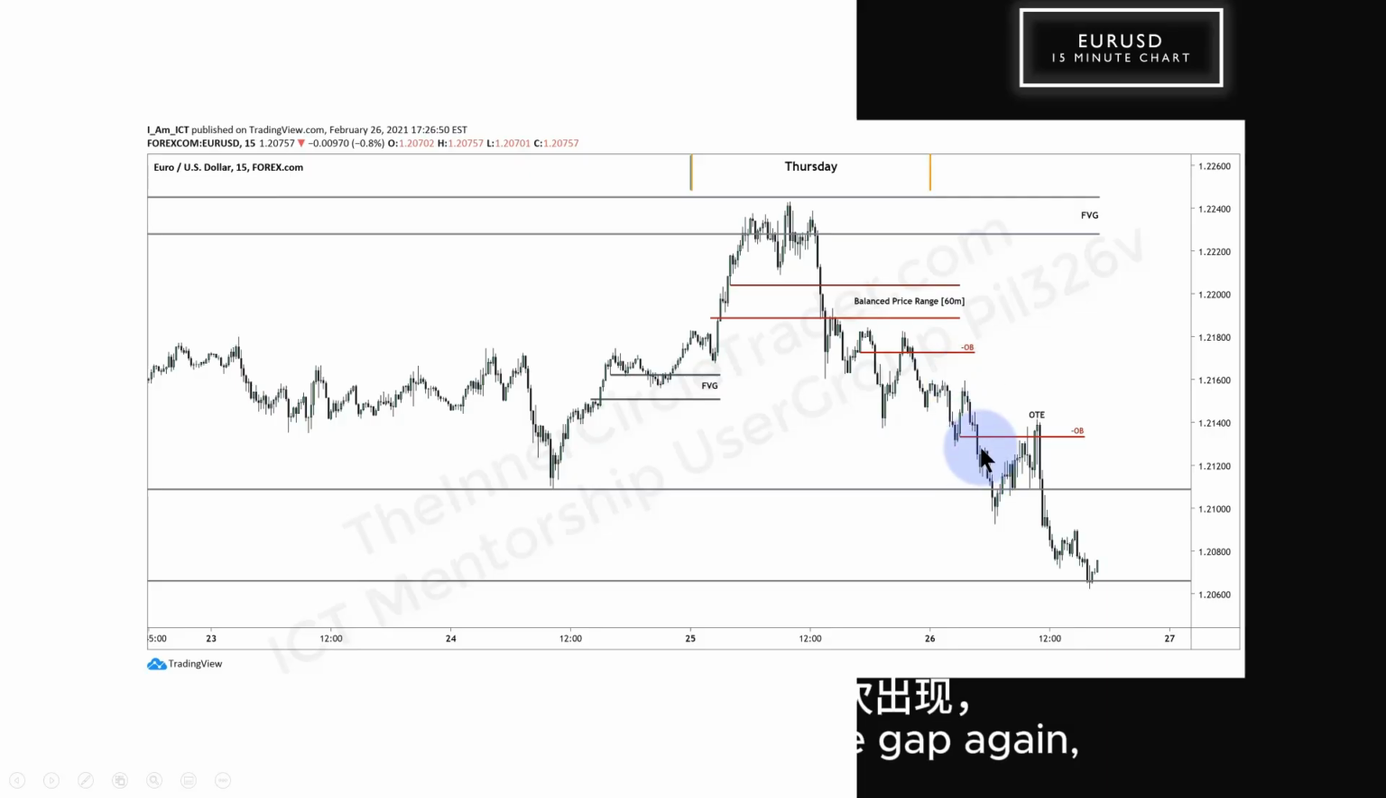Price breaks down, fair value gap again, bullish order block, optimal trade entry, and sells off and trades to the bottom end of that daily buy side imbalance, sell side inefficiency.